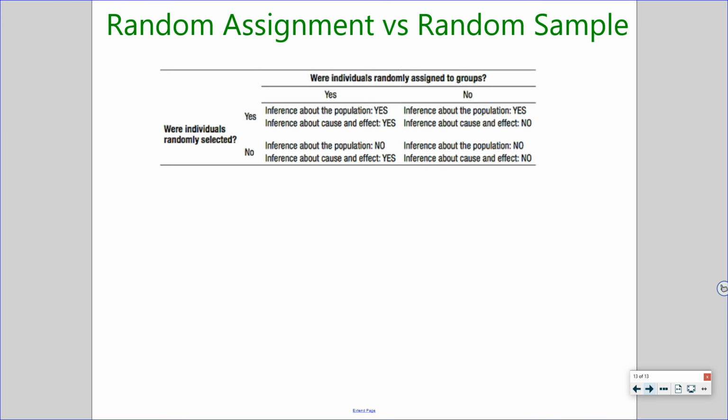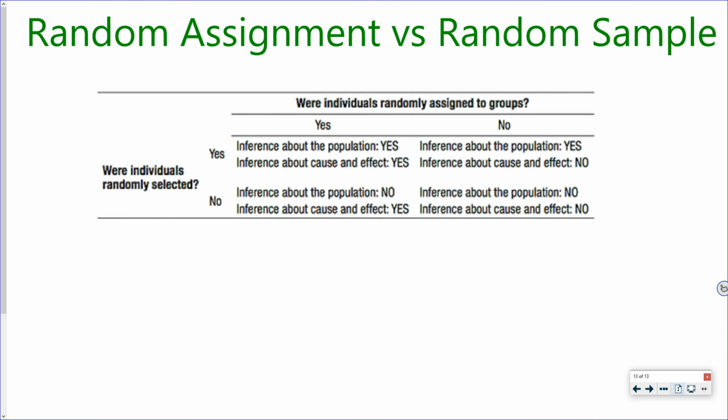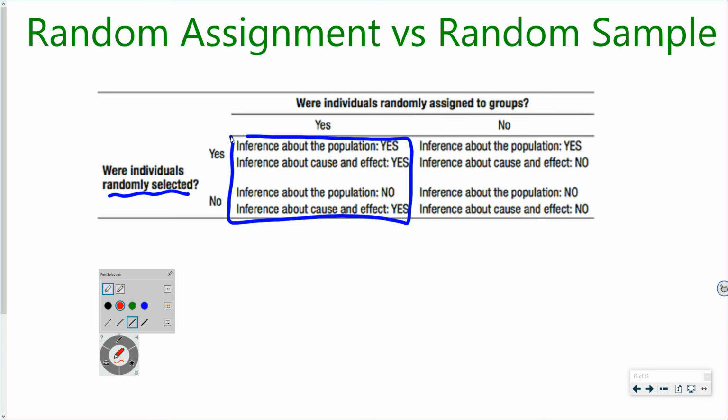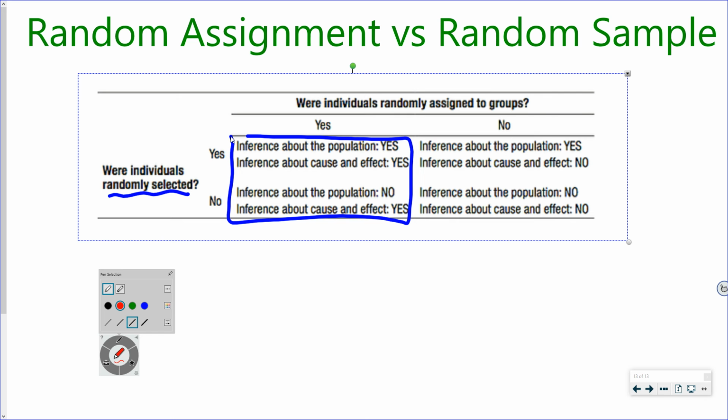Okay. So lastly, in your notes right here, I have a little mapping diagram to help you visualize what you can infer from random assignments versus random samples. Up top here, were individuals randomly assigned? If yes, here's what we can conclude based upon if we randomly selected. If no, here's what we can conclude, depending on if they're randomly selected or not.